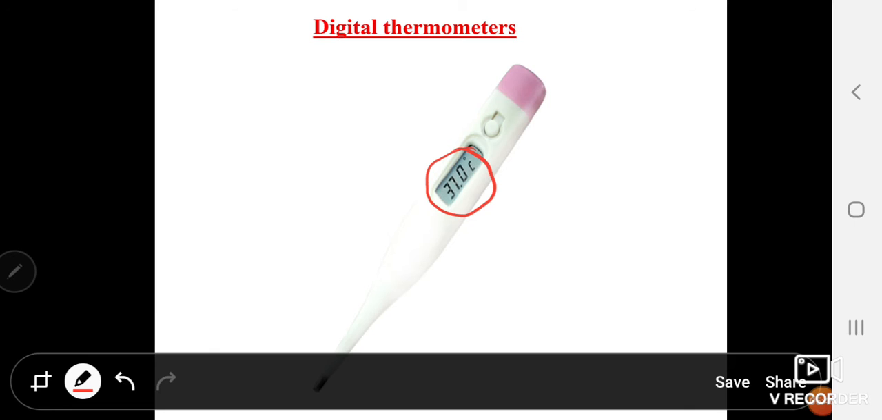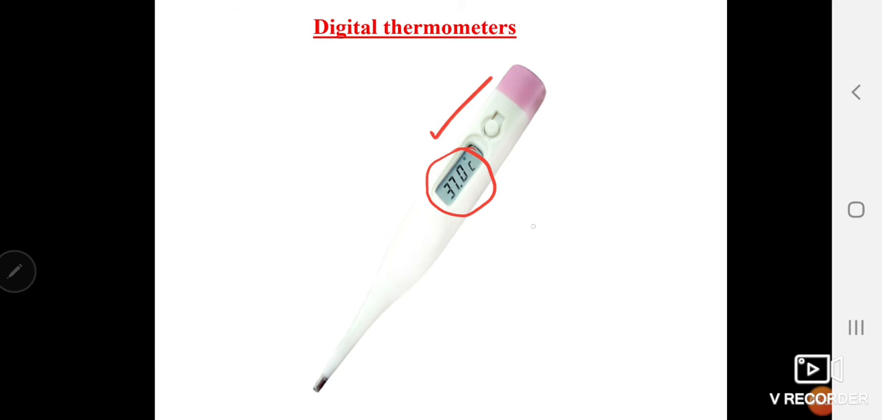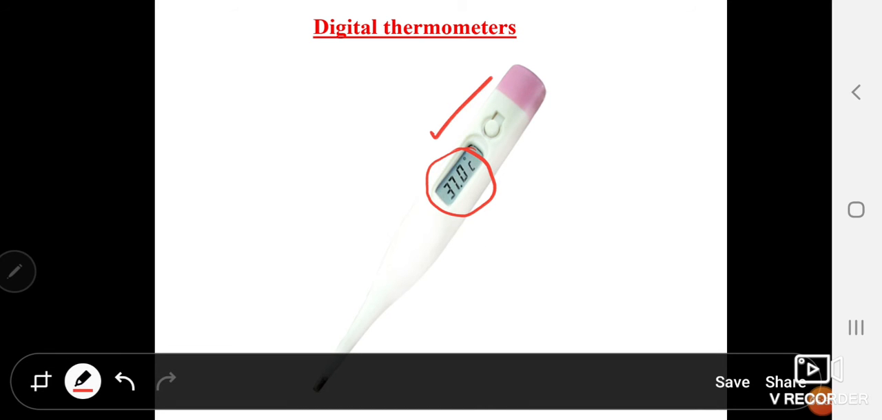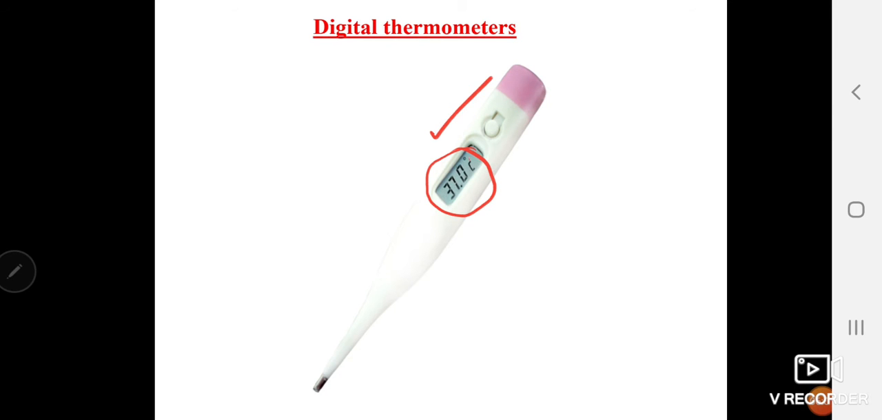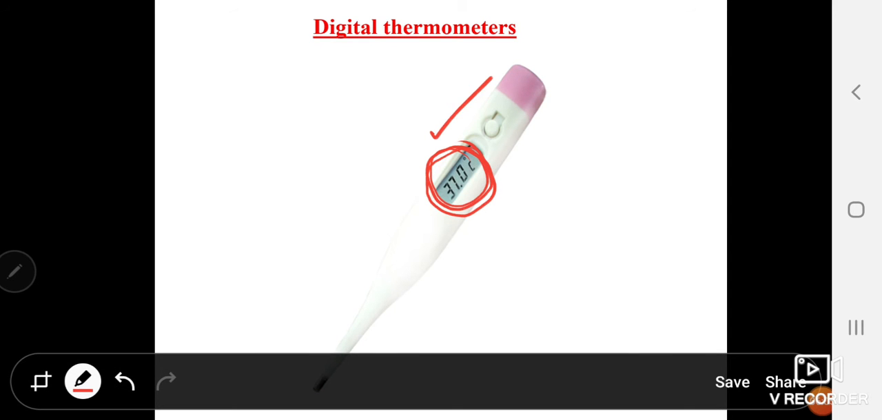Whatever the temperature present in any substance or body, as it is a clinical thermometer, it is related to human bodies only. Whatever the temperature which is present, it can be measured perfectly. As you are seeing, this is 37.0 degrees Celsius, hence it is easy to identify the quantity or the amount of heat present in a particular body.